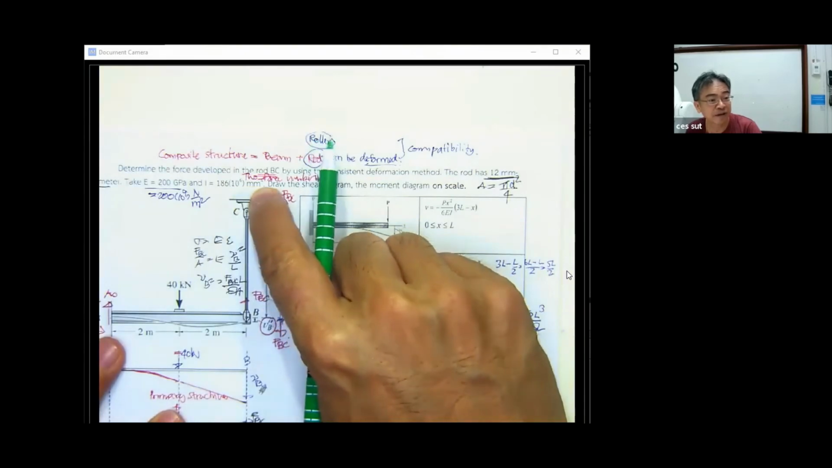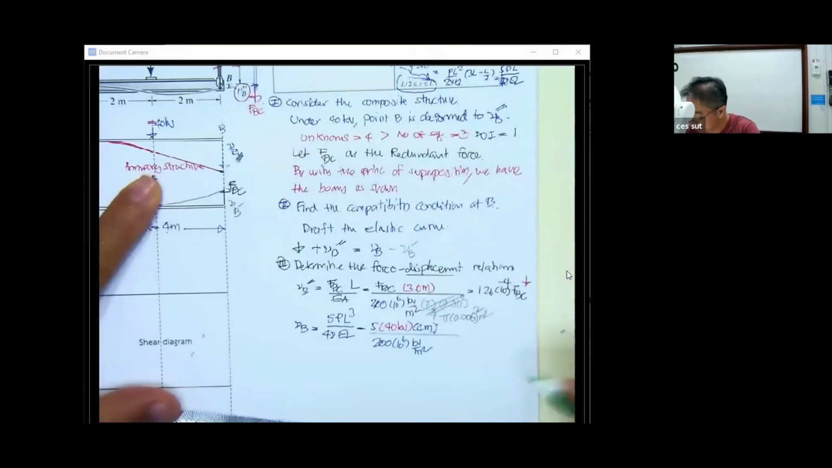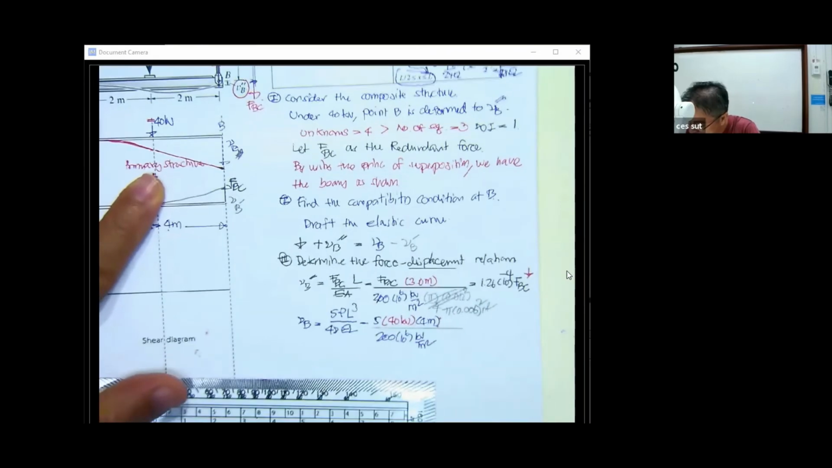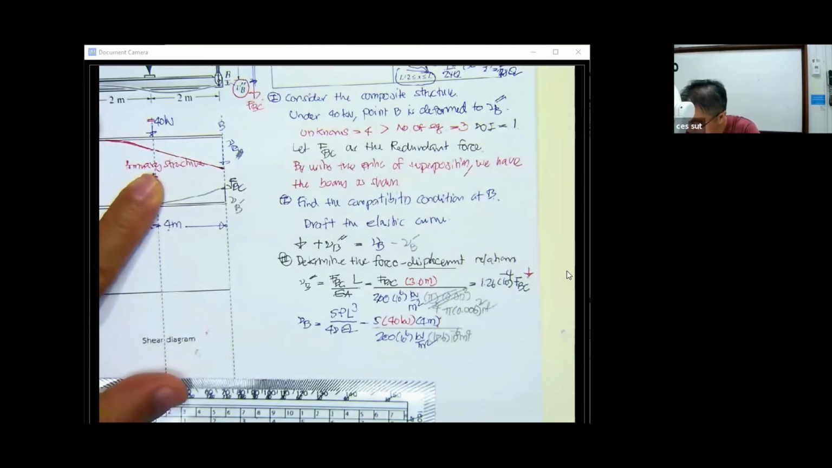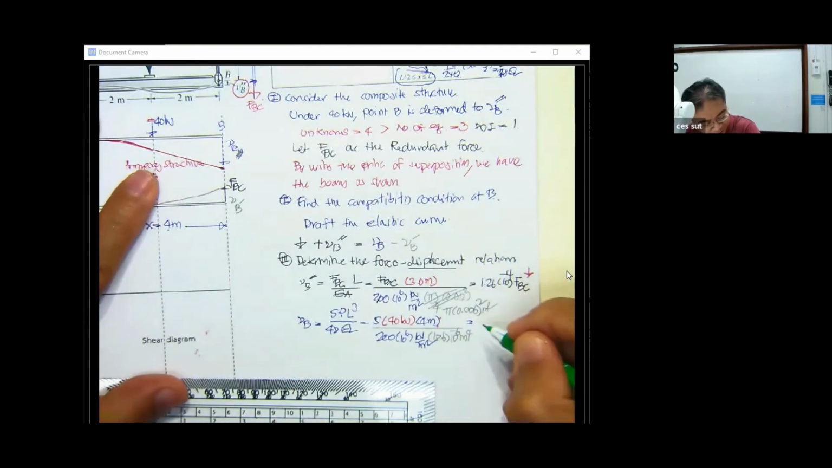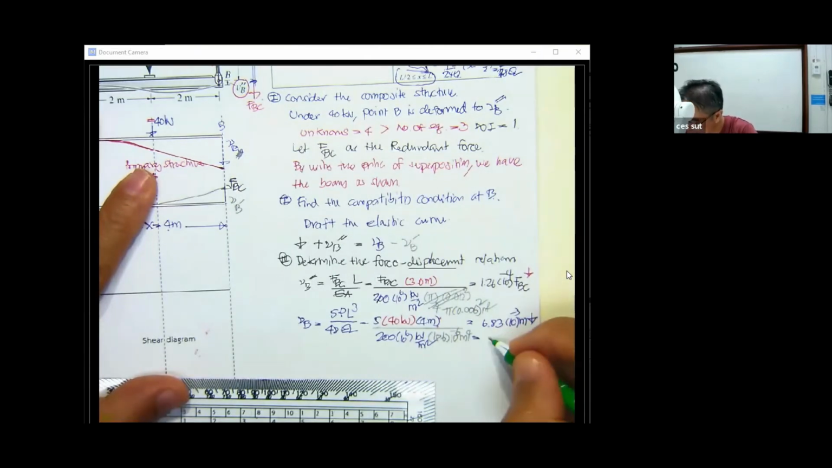186 10 power 6 millimeter power 4. That is going to be 186 10 minus 6, okay, meter power 4. And then you put everything together. This is going to be 6.83 10 power 3 meter, and it's going to get downward. Okay, it's going to get downward, and this is going to be 6.83 millimeter, and it's going to be downward.